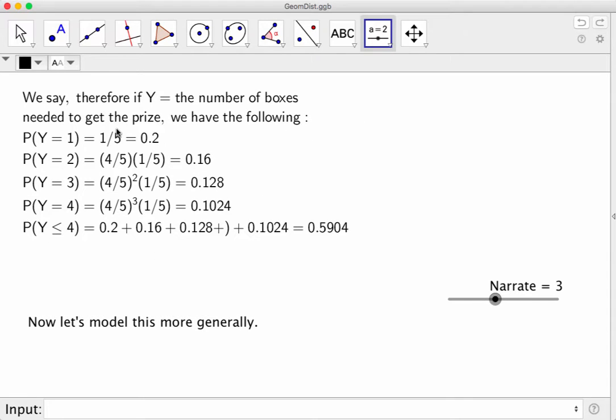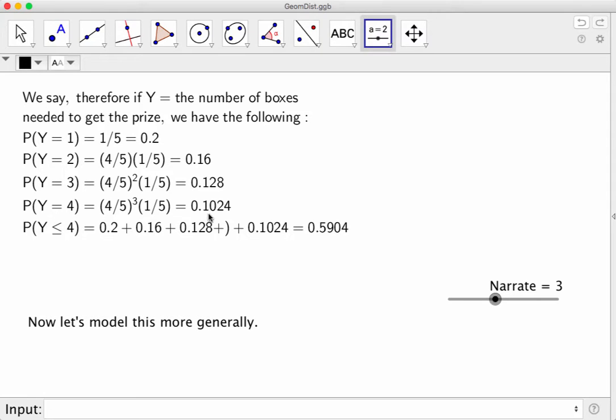Okay, so we're saying that if Y equals the number of boxes needed to get the prize, we have the following. The probability of Y equal to 1 is 1 over 5, or 0.2. The probability of Y equal to 2 is 4/5 times 1/5, which equals 0.16. The probability of Y equal to 3, which means not getting the prize until the third box. So we would have a 4/5 probability of not getting it in the first, a 4/5 probability of not getting it in the second box, and then a 1/5 probability of getting it in the third box. So overall, when these are multiplied, we would get 0.128 as the probability of not getting the prize until the third box.